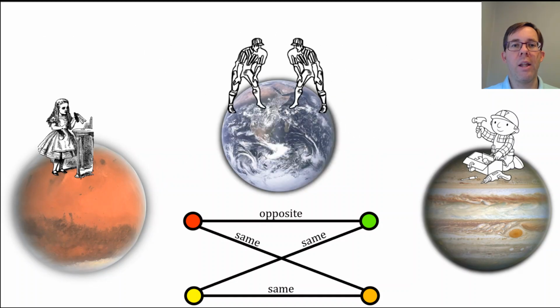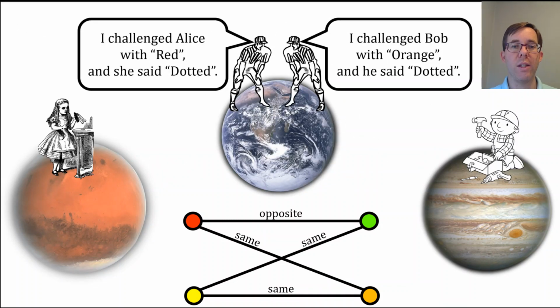So the magic trick's not over. Once the referees issue their challenges and get their responses, the two referees rendezvous back on Earth, and Alice and Bob can come too if they like. Their role is over at this point. And the referees exchange notes. The first one says, oh, I challenged Alice with red, and she said dotted. The second referee in our example said, oh, I challenged Bob with orange, and he said dotted.